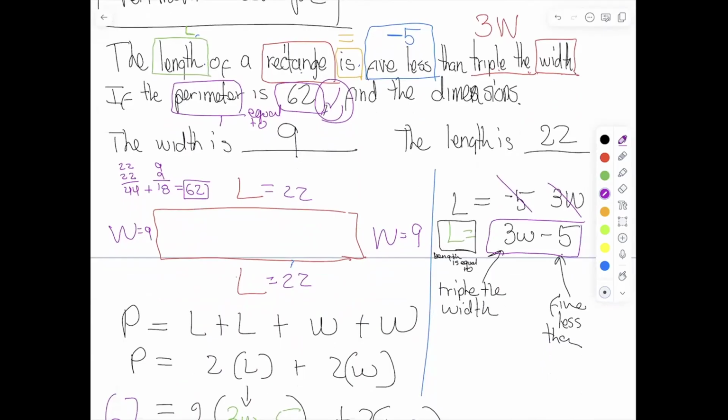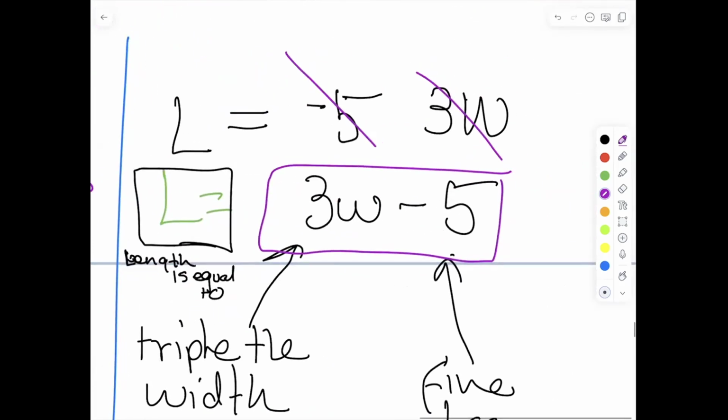So in this case, I gave you an example, and I said, the length of a rectangle is 5 less than triple the width. I circle this for a reason, because here you have the length. The length of a rectangle. So we know it's a rectangle. So the length is, so that's an equal sign. 5 less, so that's negative 5, then triple the width, right? So the way we write that is right here. This is 5 less than triple the width. What is that equal to? Well, it's equal to the length.